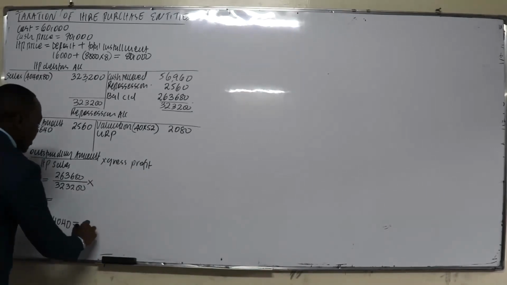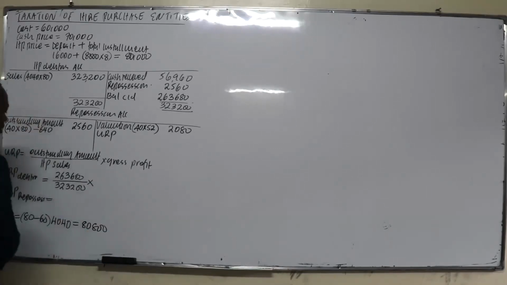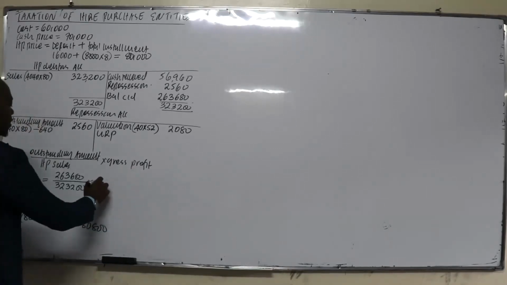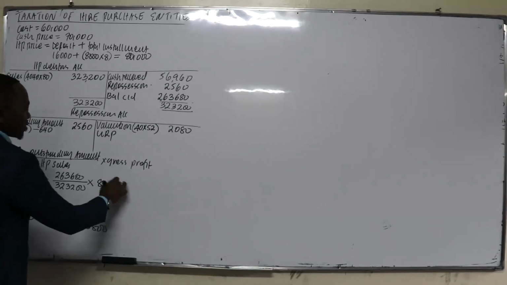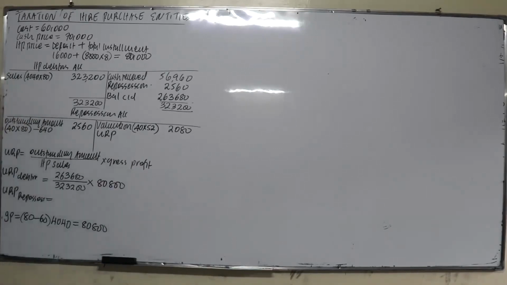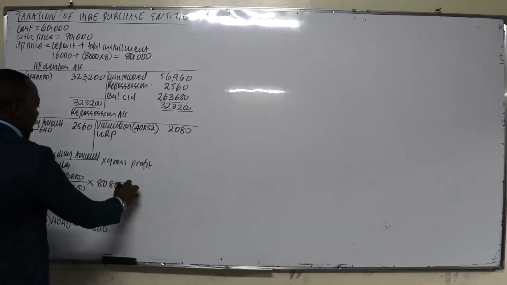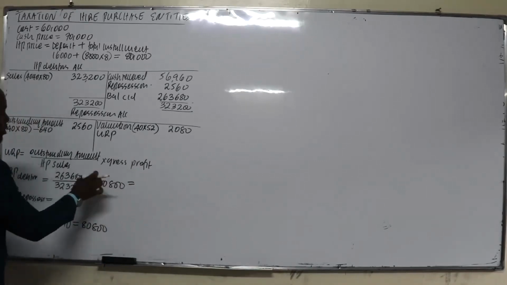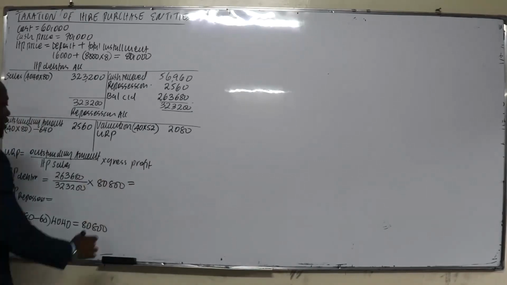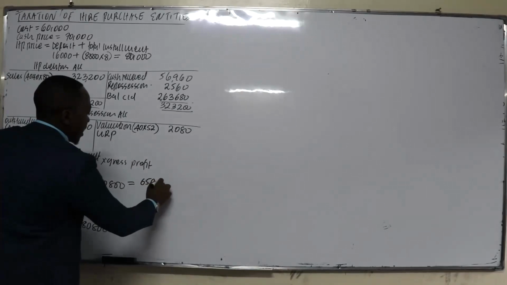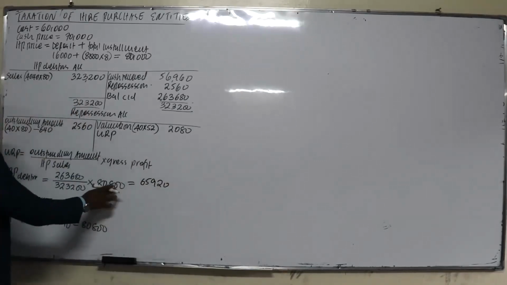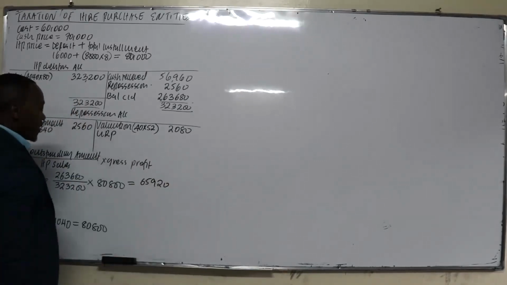You get 800. Good. So the gross profit will be 800. So now give me the unrealized profit on this amount. 65,920. So that means of this profit, this is the unrealized.